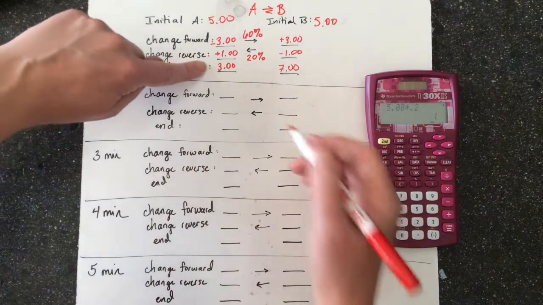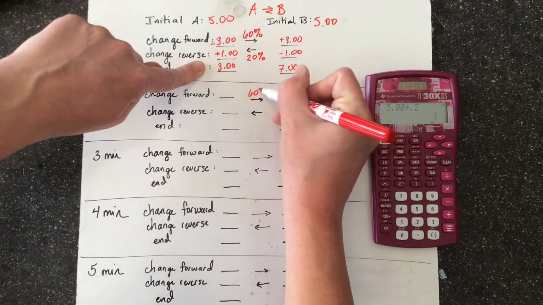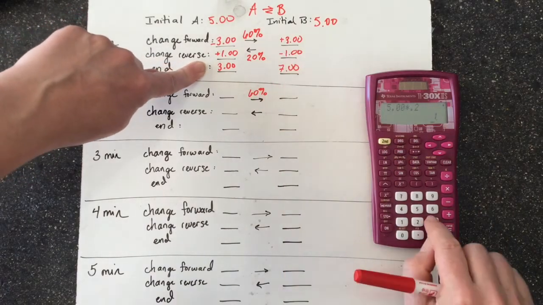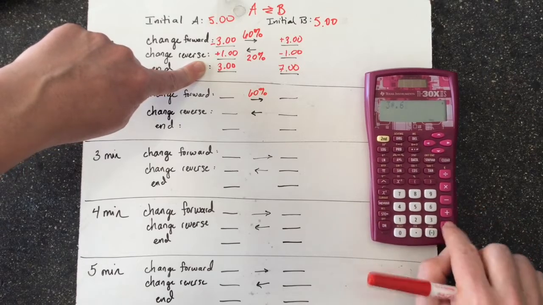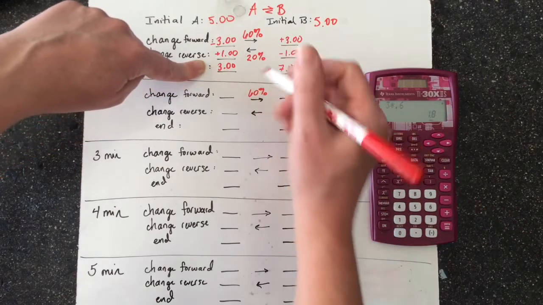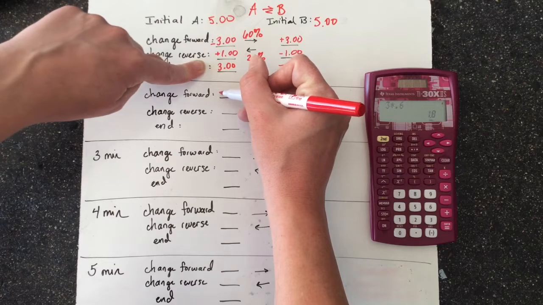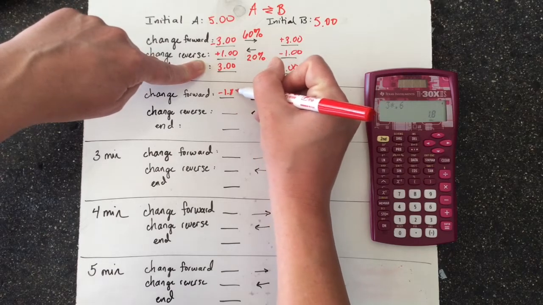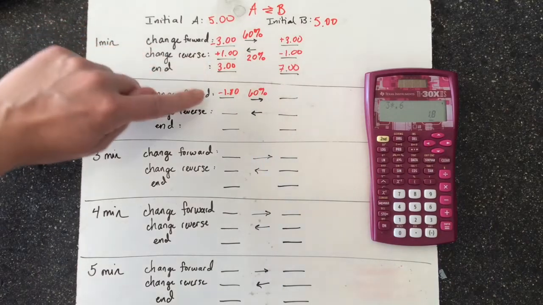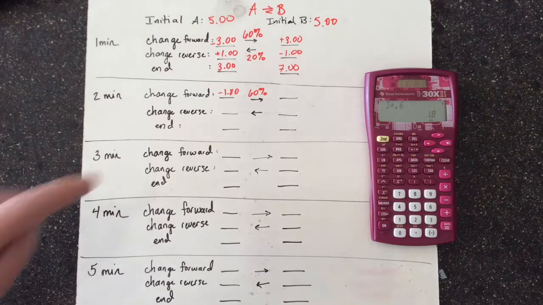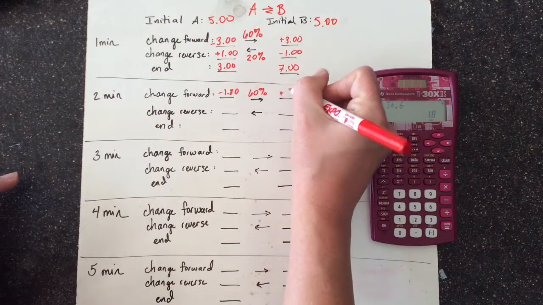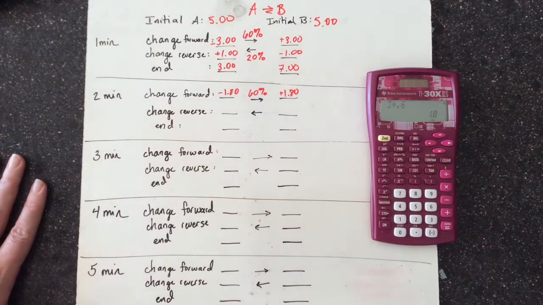The 3 moles of A that we now have, 60% of it's going to become B. So 3 times 0.6 is going to give us 1.8. So change forward is we are losing 1.8, but make sure it's 1.80 so that you keep the hundredths place, which means that B is gaining that 1.80.